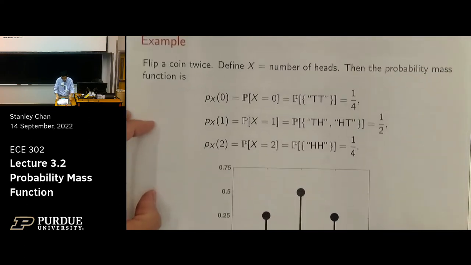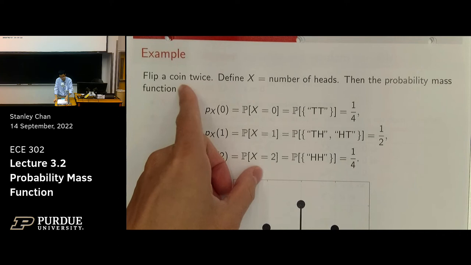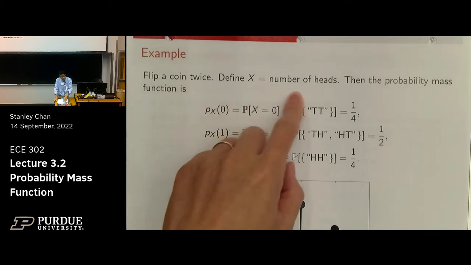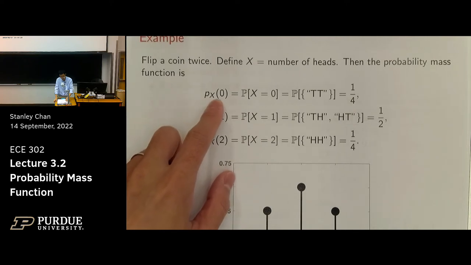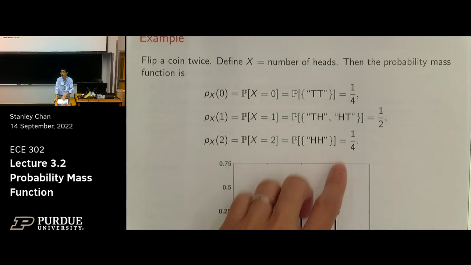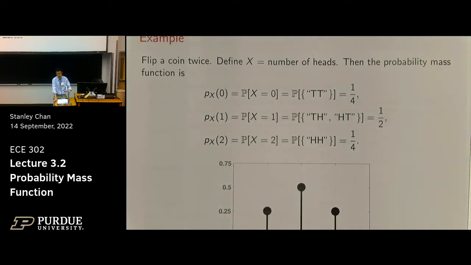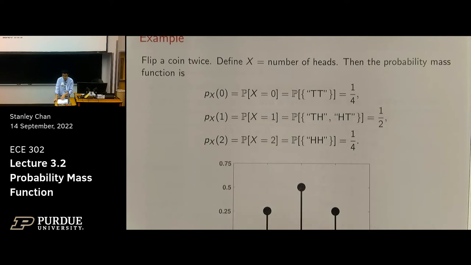Trivial example: you have a coin, flip it twice, and you count x being the number of heads. Then you can assign p_X of 0, p_X of 1, p_X of 2 equal to 1/4, 1/2, 1/4. These are the probabilities that you can assign to this random variable. So when you plot it out, you have these three delta functions. You call it a discrete random variable, and they are all described by delta functions at different states.